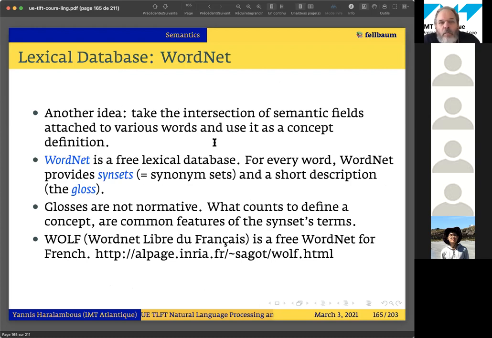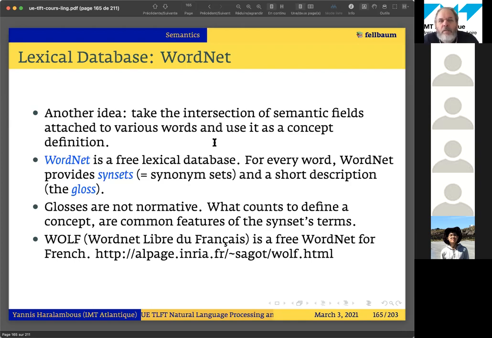Another important thing you must be aware of is the resources you can use in your tasks, be it the chatbot you are preparing or tasks you will have later in your professional life. One of these resources, a very important one, is called WordNet. WordNet is a lexical database. So the idea is that you have concepts, but these concepts are not described as in a dictionary with a sentence that describes the concept. They are described by terms. And these terms are called synsets, synonym sets.